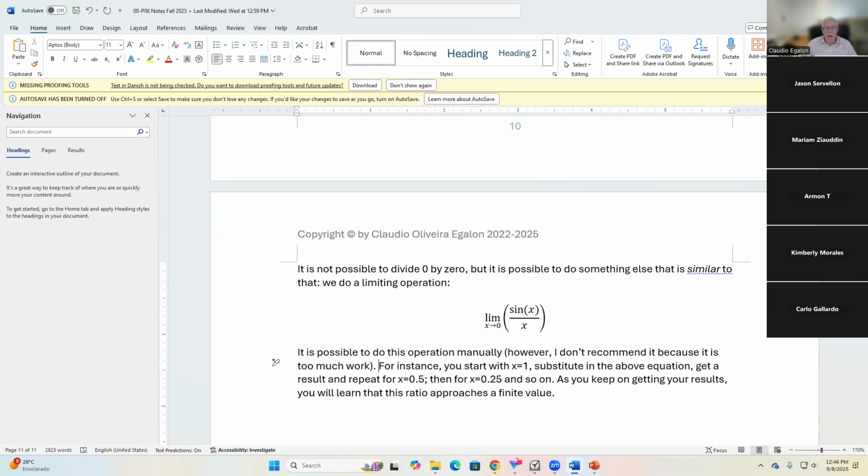You start with x equal to 1, substitute in that equation, and then you're going to get a result. Then you get another number, less than 1, 0.5. You're going to approach 0 little by little. Substitute sine of 0.5 divided by 0.5, and you're going to get a certain result. Then you get a smaller value for x, 0.25, and so on. You keep on repeating several times. When you repeat it several times, you are going to see that this ratio is going to converge to a finite value.